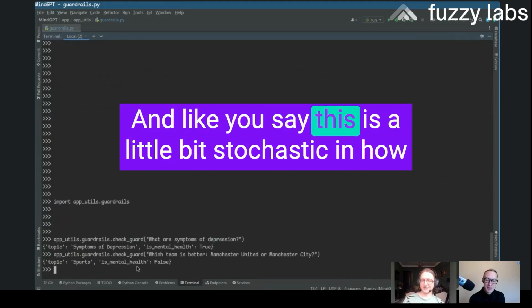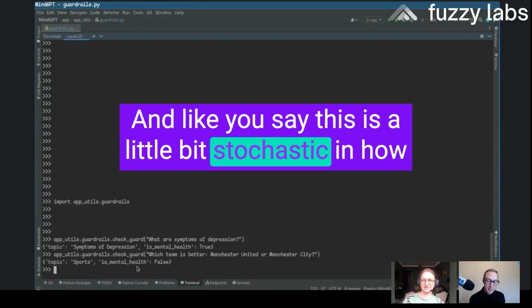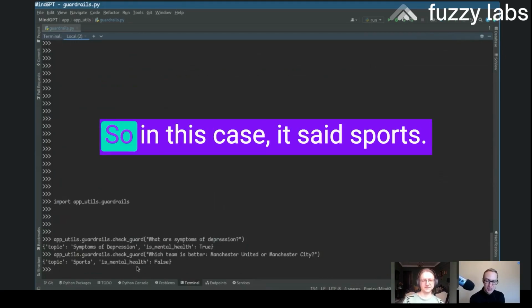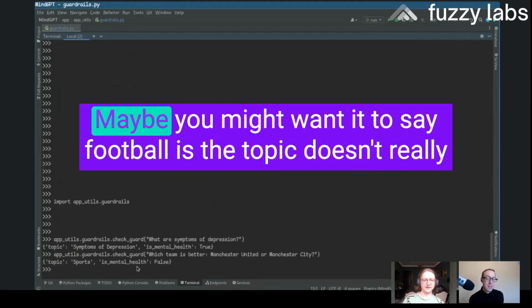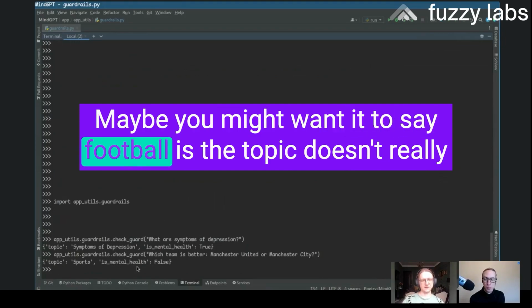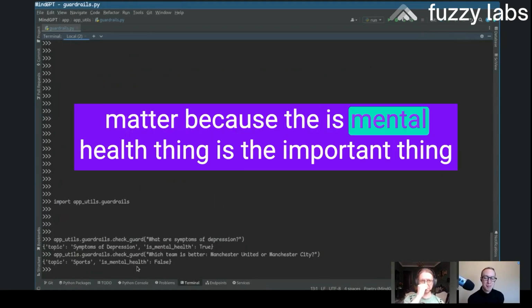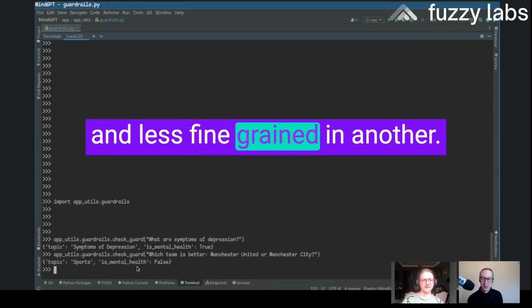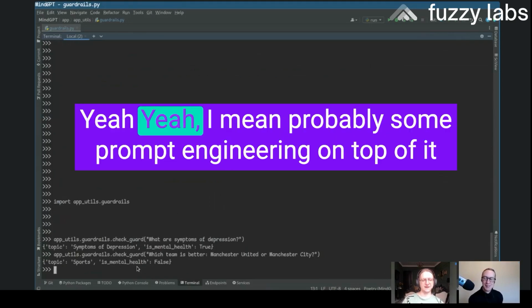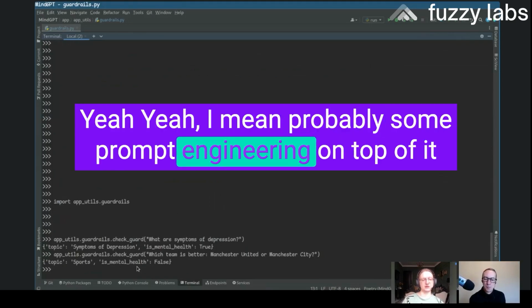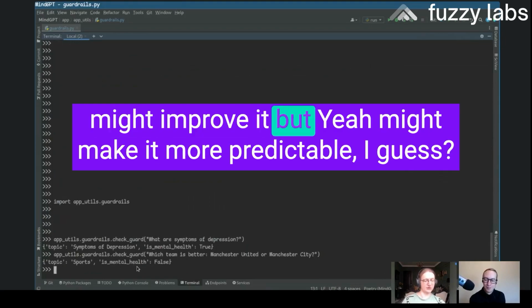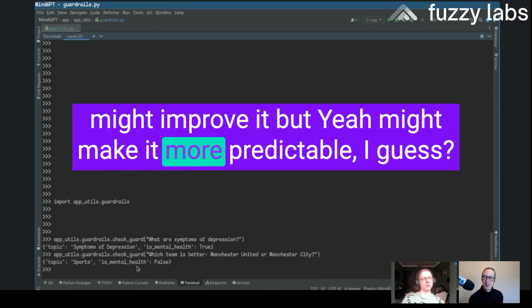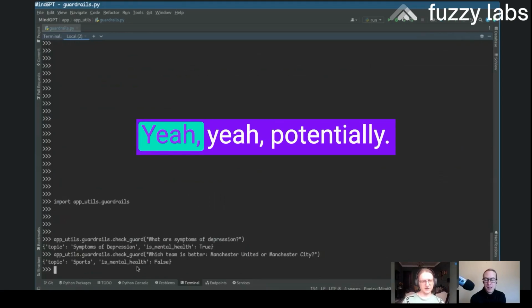And like you say, this is a little bit stochastic in how it makes this assessment. So in this case, it said sports. Maybe you might want it to say football is the topic. It doesn't really matter because the is-mental-health flag is the important thing here. But it's just interesting how it can be fine-grained in one case and less fine-grained in another. Yeah, probably some prompt engineering on top of it might make it more predictable, I guess. Yeah, potentially.